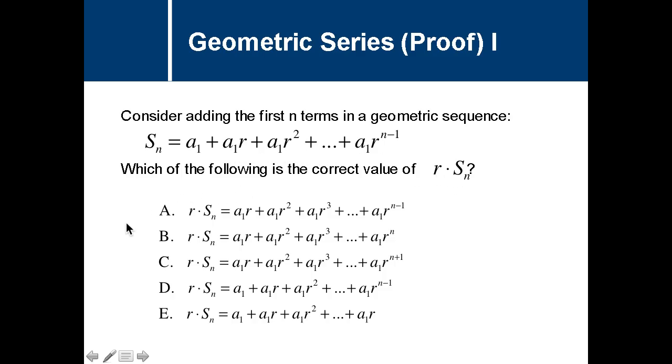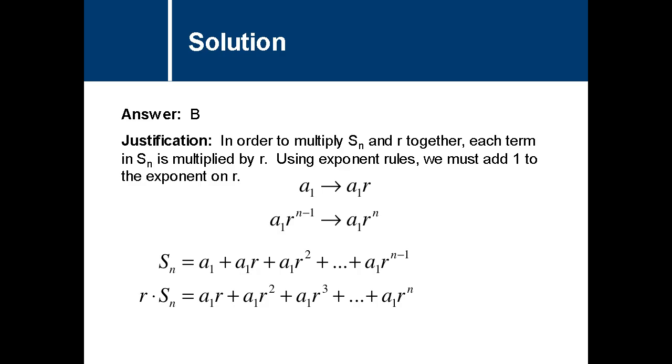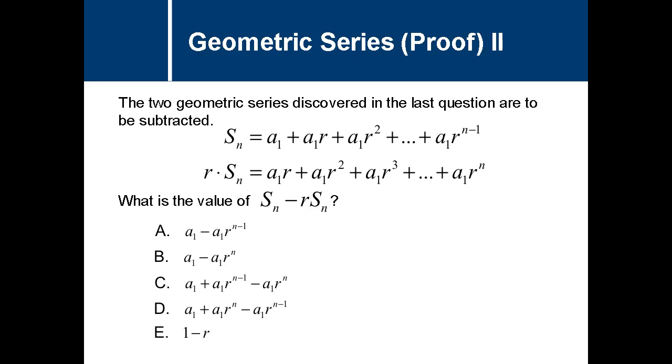And which of the following do you think is correct? Take a moment and take a look. If your answer was B, you are correct. Multiplying by r will give us a1 r. And now what we're going to do is go to our next question.